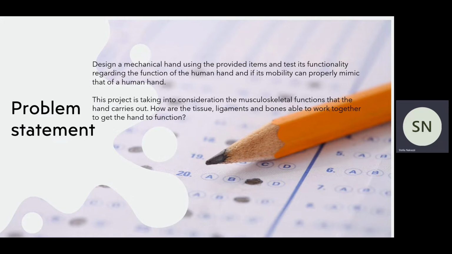The problem statement: design a mechanical hand using the provided items and test its functionality regarding the function of the human hand and if its mobility can properly mimic that of a human hand. This project is taking into consideration the musculoskeletal functions that the hand carries out. How are the tissue, ligaments, and bones able to work together to get the hand to function?